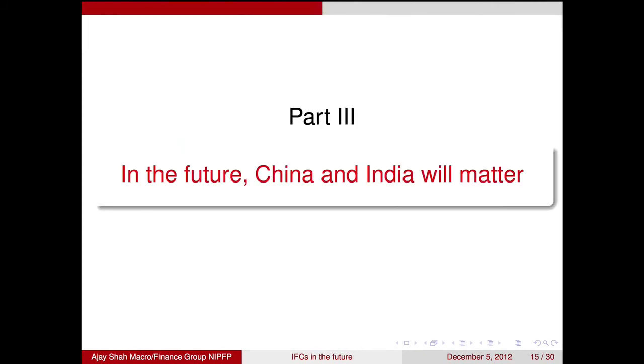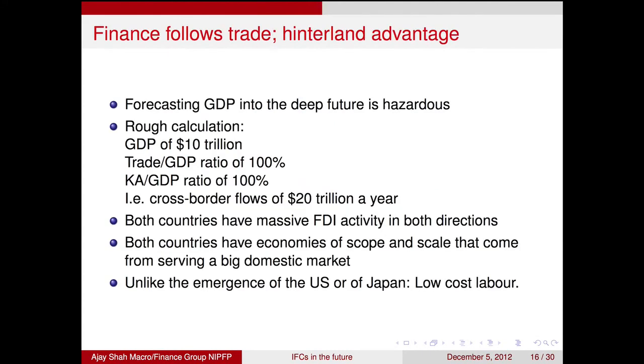Okay, now I come to point number three, which is that I think India and China are going to matter in the future. Let's make a rough calculation. A $10 trillion GDP goes a long way in terms of producing demand for financial services. As a reasonable approximation, you will probably have a current account that will be 100% of GDP. You will probably have a capital account that will be 100% of GDP. So a country that has a $10 trillion GDP will have cross-border flows of $20 trillion a year. And on the back of that, there is a very large demand for international financial services.